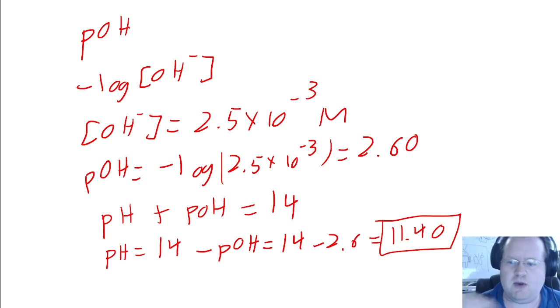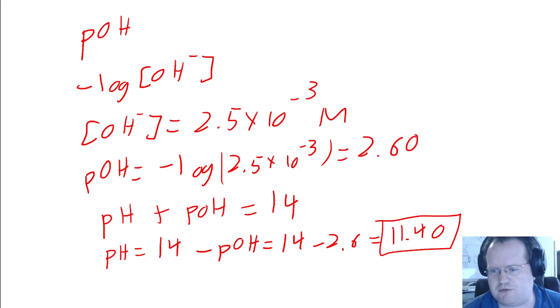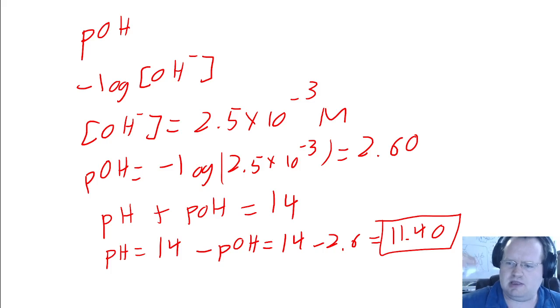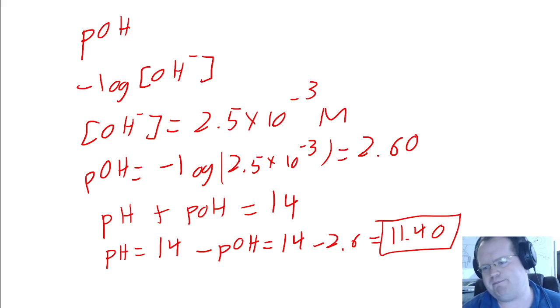So the pOH is going to be low when it's basic. The pH is going to be high. The inverse is true for acids. So when the pH is low, the pOH will be high. We're going to use this as a unit of measure to talk about what the concentrations of these different components are, and you want to be able to switch between them.